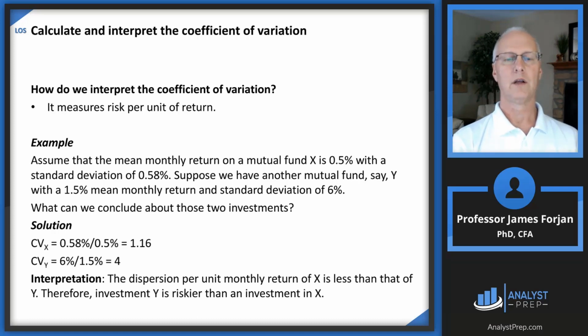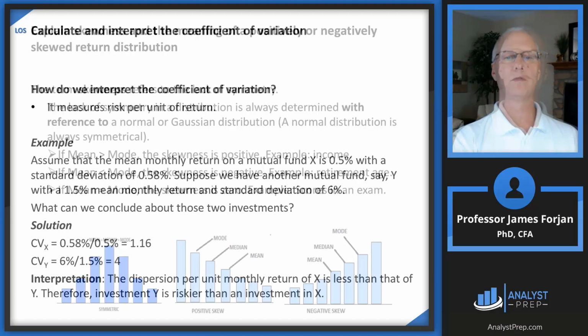Well, first off, the Y has a much greater standard deviation. So just based on that, we're going to say, boy, that has more risk. But let's compute the coefficient of variation to verify that. And of course, we have 1.16 versus 4. So Y is much riskier than X.